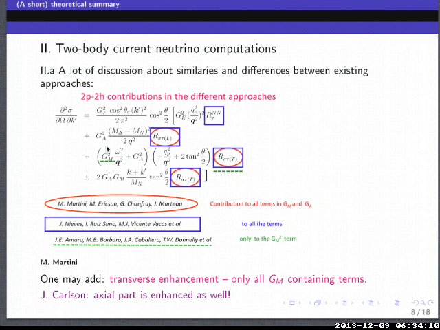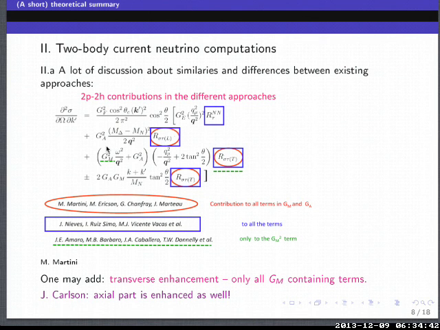Now we switch a little bit. We will come back to those computations. This is the status of existing computations which the neutrino community tries to accommodate in the simulation tools. This nice slide is taken from Marco Martini's presentation, and we see this is a simplified double differential cross section.